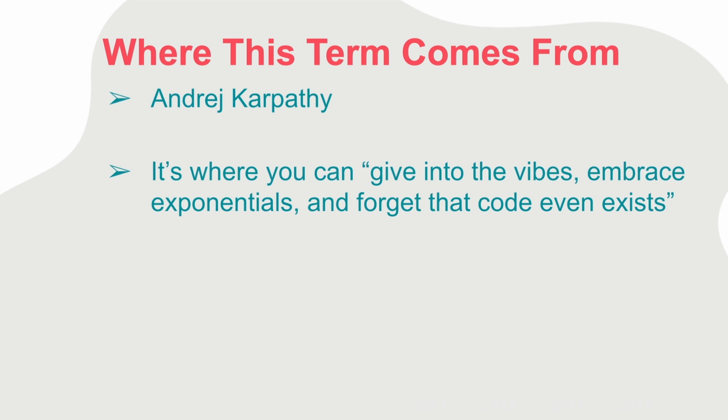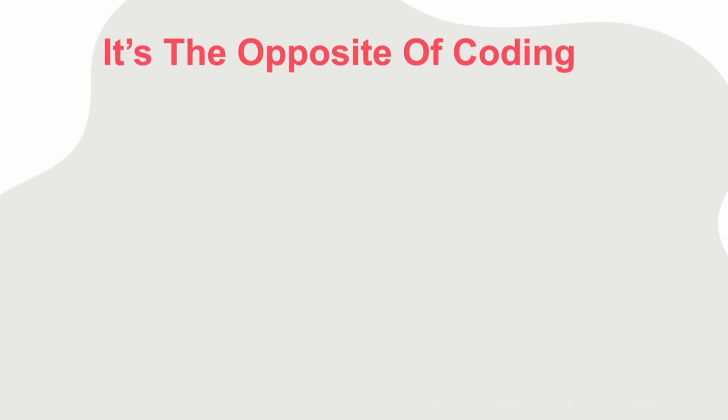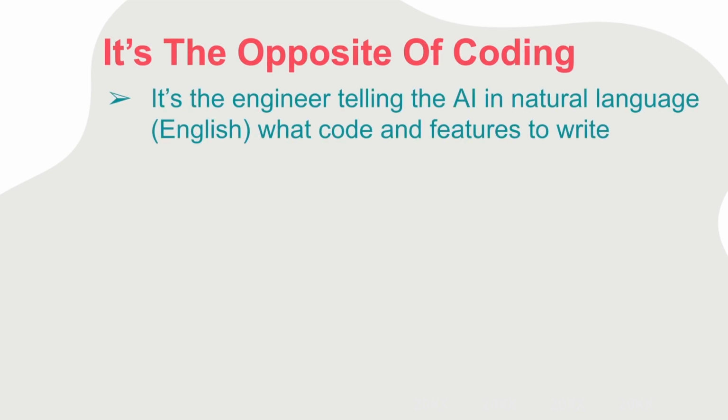But the amazing thing about being an engineer is that you could make anything. And so here, we are going to make AI create everything for us, so we only have to worry about what we can dream up. Because vibe coding is actually the opposite of coding. It's not coding at all. It's the engineer, instead of coding, now they're just telling AI in natural language, in my case English, what code and features to create. Like, hey, make me a website, make me an app, make me whatever I want.